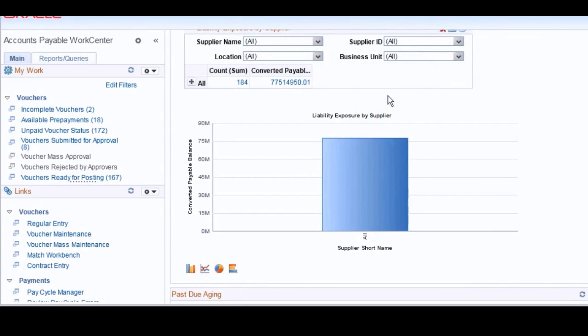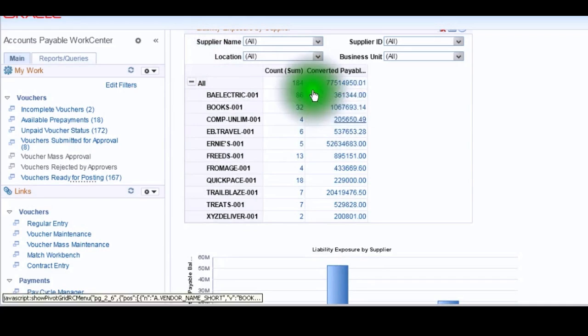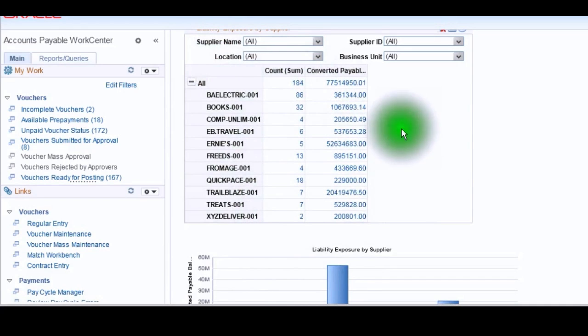For example, at a glance, without knowing anything about payables, this pivot grid model shows us that payables has 184 unpaid vouchers currently, and that we owe our suppliers $75 million. The number of suppliers that we've owed this amount to are these. So these 11 different suppliers.